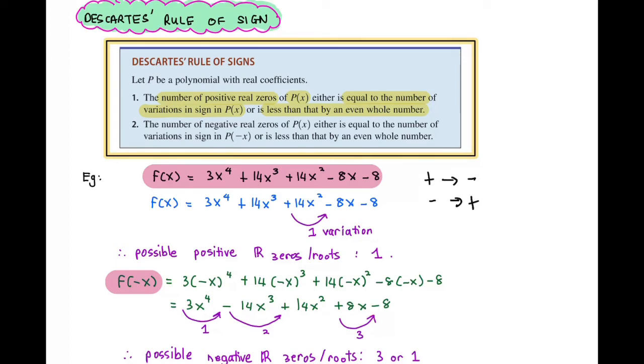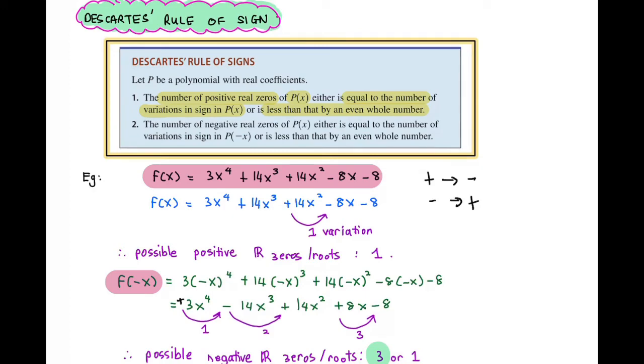So now let's see the variations. In front here is plus. So plus to minus is one variation, minus to plus is another variation, plus to minus is another variation. So let's conclude how many possible negative real zeros. You have 3 variations, so the answer is 3.